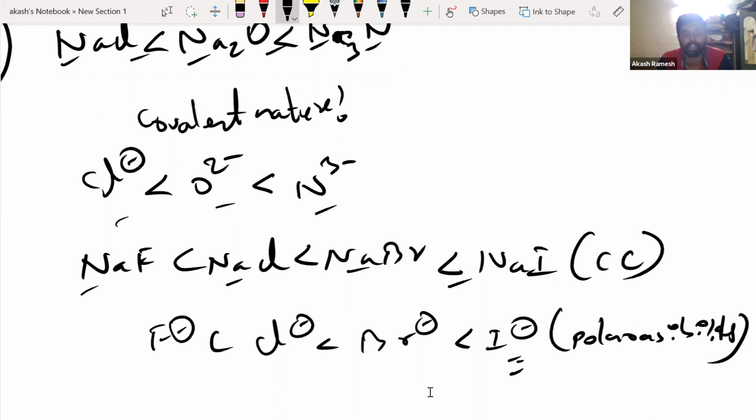So like this, I understand that even though it's an ionic compound, there will always be some covalent character because of the polarizing power of the cation and polarizability of the anion.